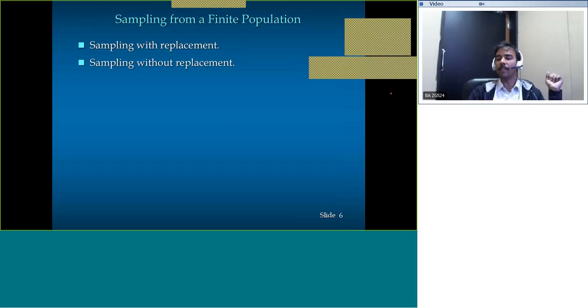I'll repeat one more time, sampling with replacement. For example, there is a lot of 100 bolts or 1000 bolts, and you want to pick a defective bolt. The process is like this: first you take a bolt from the pack of bolts and check whether it is defective or not. Then you put it back into the lot. So if you want to take a second trial, it is always independent of the previous one because you have already replaced it.